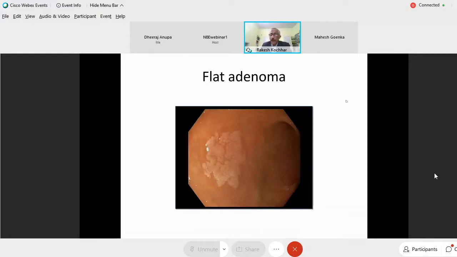Then, as I showed you one lesion in the esophagus, which was superficial carcinoma, flat lesions, there may be flat adenomas in the stomach or anywhere in the GI tract. So a verrucous-like flat lesion, which has to be biopsied. So this was a case of adenoma, which was flat. Adenomas may be polypoidal or flat.